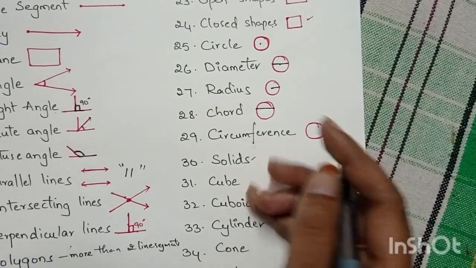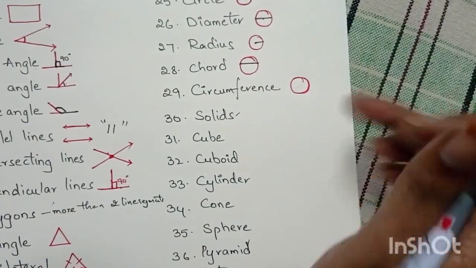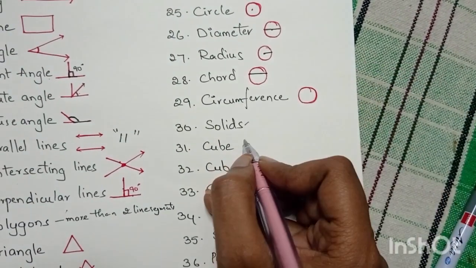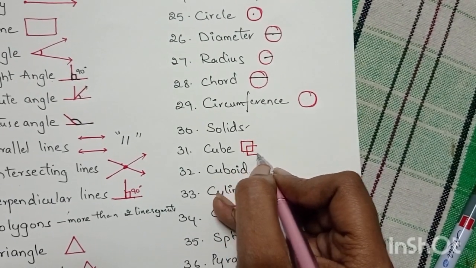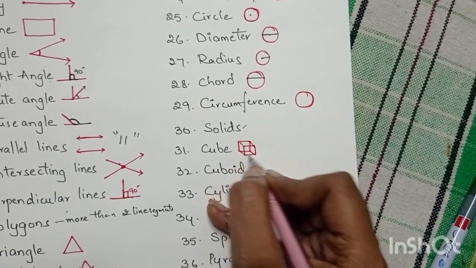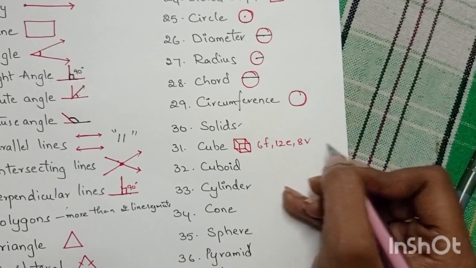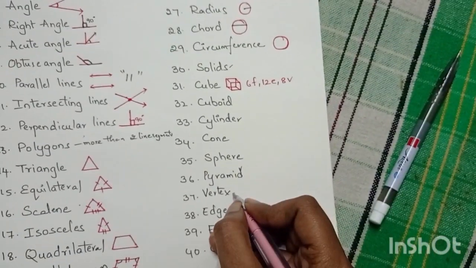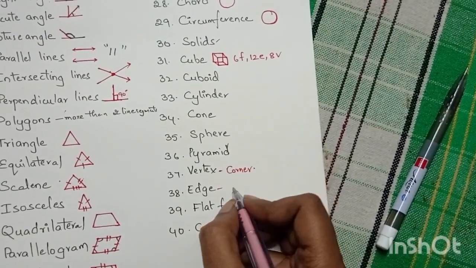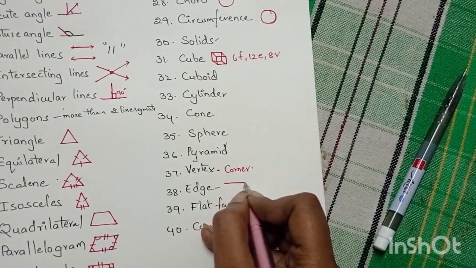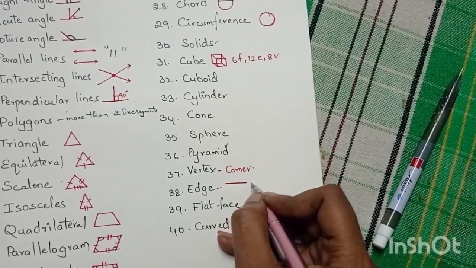Then we know what are solids. A thing which occupies some space is called a solid. In solids we know cube. In cube all are square shaped faces. So how many faces are there in a cube? 6 faces, 12 edges, 8 vertices. What is a vertex? Vertex means a corner. What is an edge? Edge means if two faces meet at a line, this face and other face, two faces meet at a line, that line we call as edge.